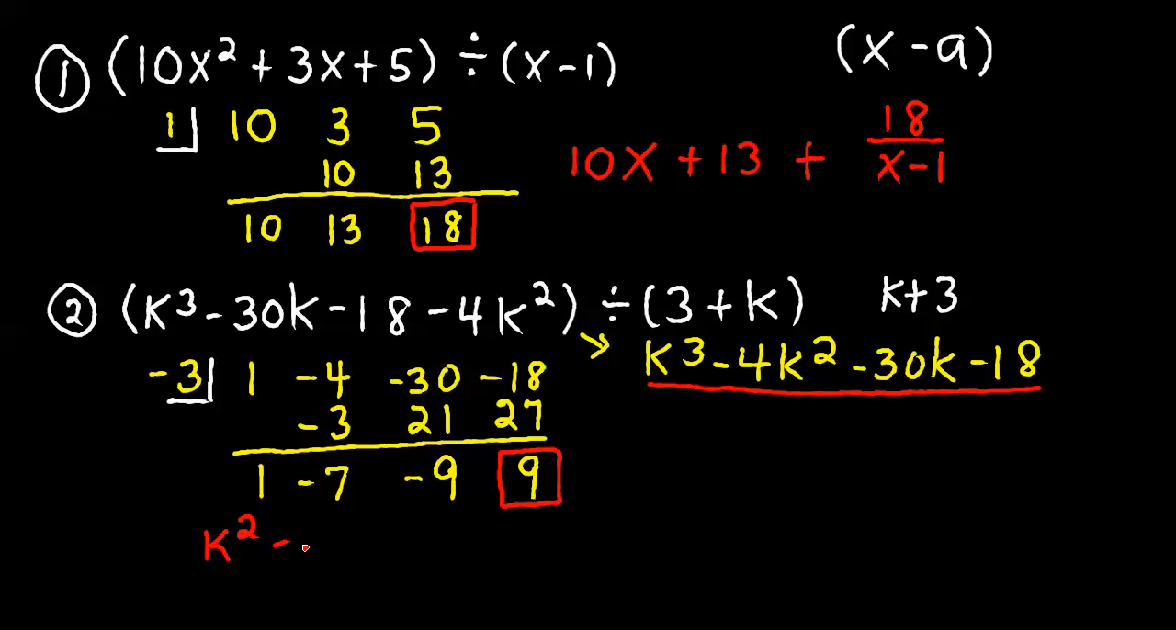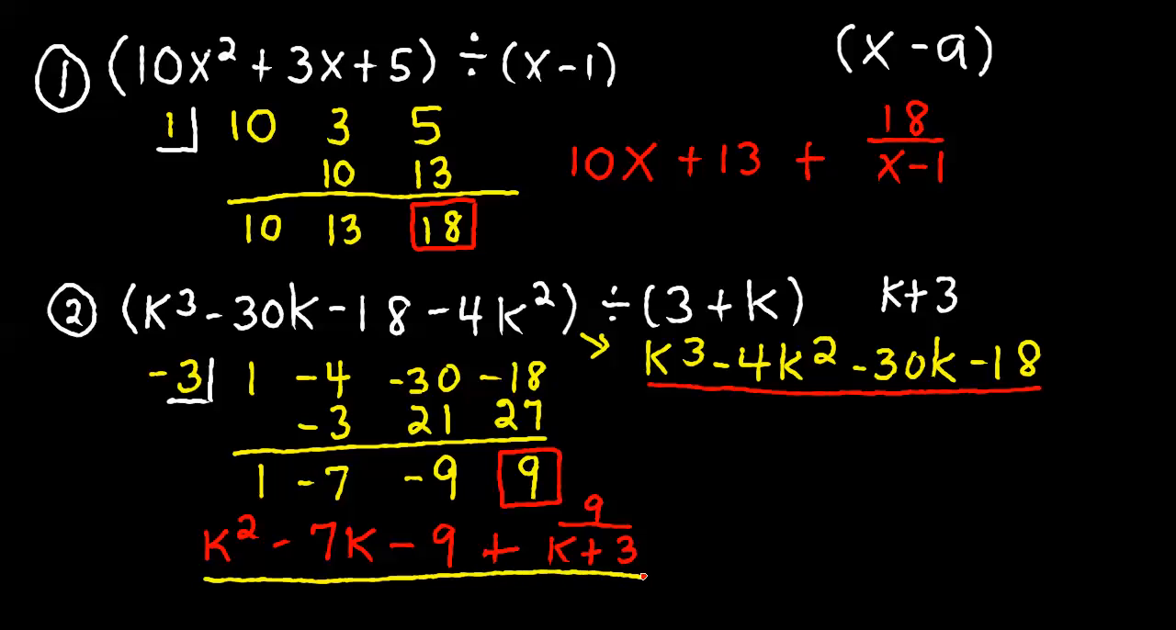Negative 7, okay, k, and -9. I've got a remainder of 9, so I'm going to write it like this. Remainder 9, or I'm sorry, let me just erase that. It's supposed to be a plus sign. 9 over, and this number here was k plus 3. My plus sign didn't come out very well. There you go. So these are the two answers for these two problems, here and here.